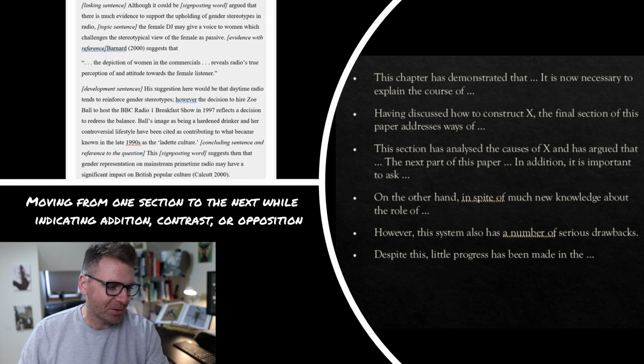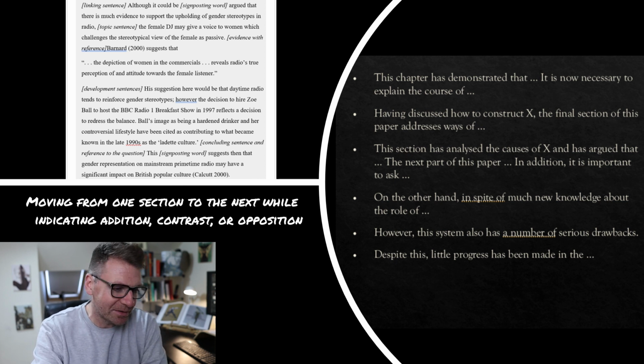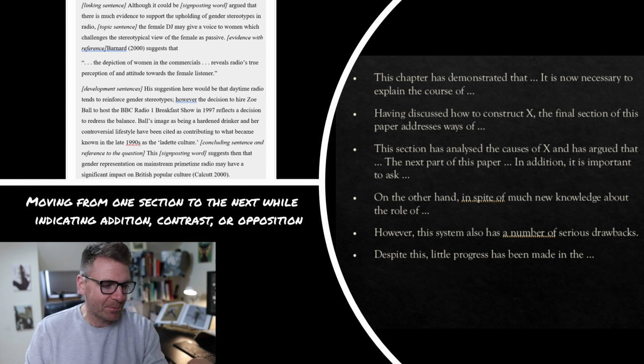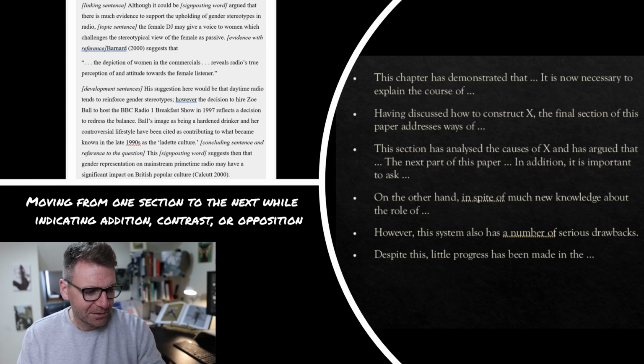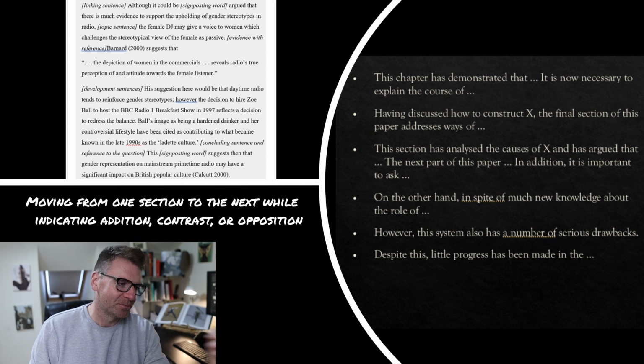And on the left here, we have more examples of what I was harping on about in the last slide, but we also have another little example where you can see those particular things dropped in. So you help link the sentences, and as you say, it helps show contrast or opposition. This chapter has demonstrated that, so now it's necessary to explain this. Having discussed that, the final section will look at this.